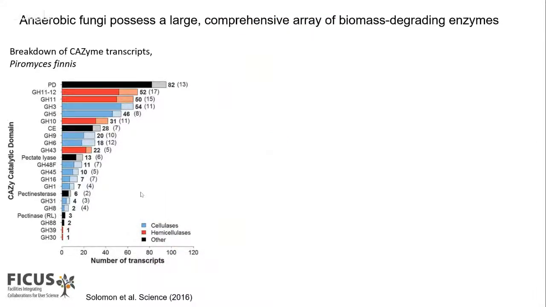Some recent work taking advantage of next generation sequencing has allowed us to learn more about these anaerobic fungi. This is work done in the O'Malley lab, where they sequenced the transcriptome of a Pecoramyces finis strain. And what you can see is that they contain a large and comprehensive array of biomass-degrading enzymes. In this chart, shown in blue are cellulases, in red are hemicellulases, and in black are other carbohydrate active enzyme catalytic domains.